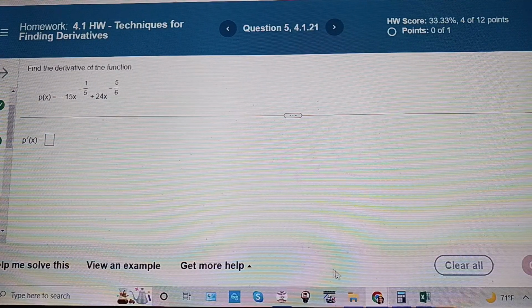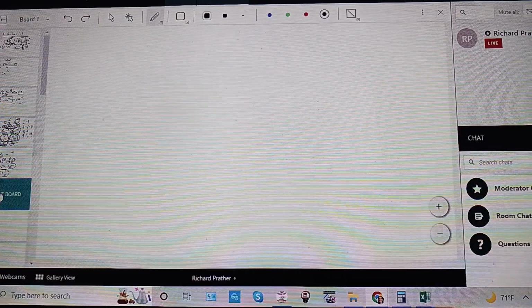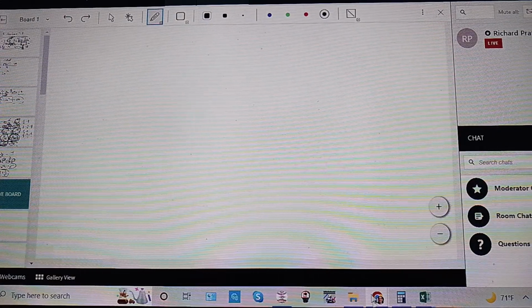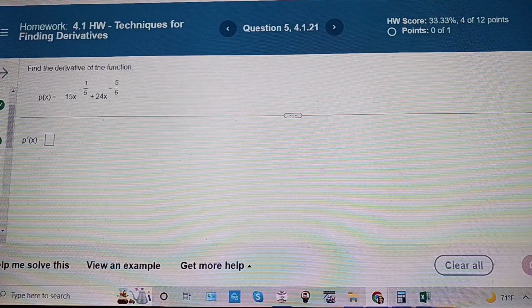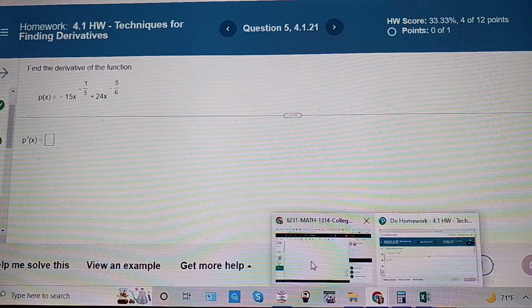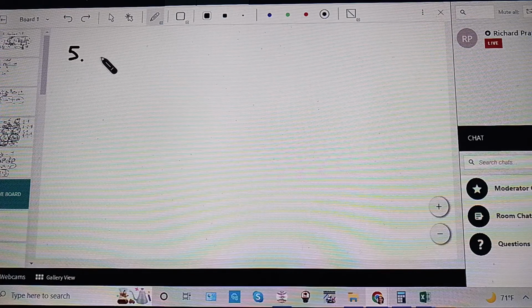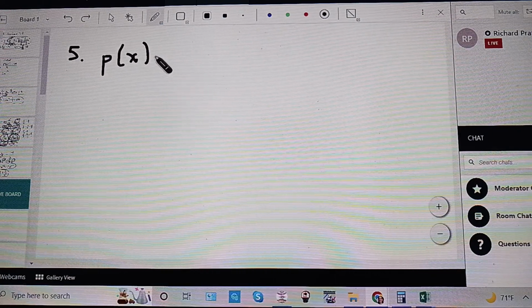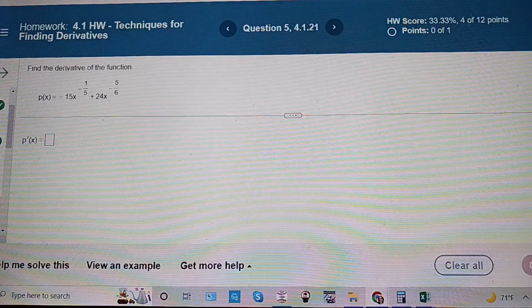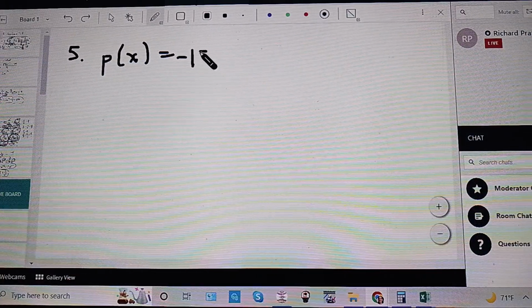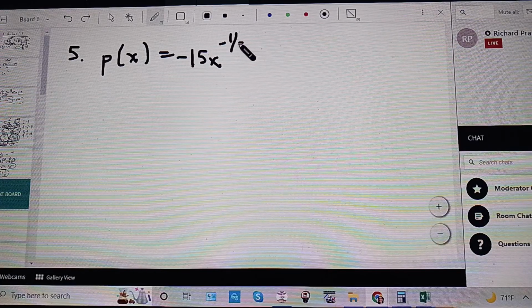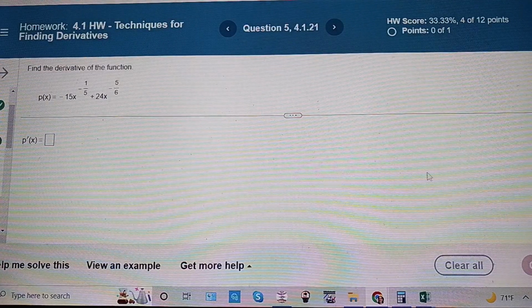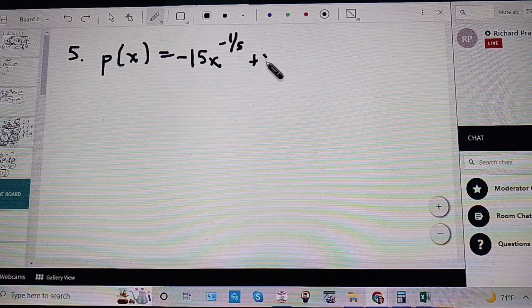Okay, I guess this isn't really different other than we have negative fractional exponents given, but the process is the same. So find the derivative. Notice they have p of x, and then they wrote in the answer p prime of x. See, when it's p of x or f of x, then this is more common a way of putting the symbol for the derivative. So p of x is negative 15 x to the negative 1/5. And then plus 24 x to the negative 5/6.